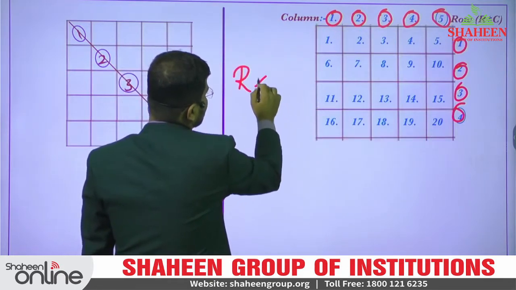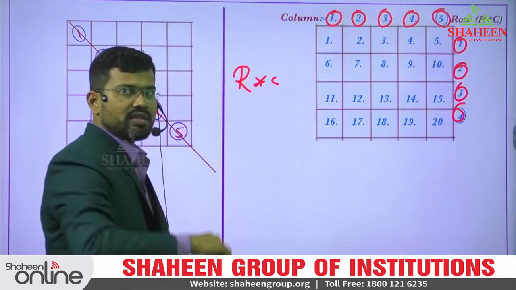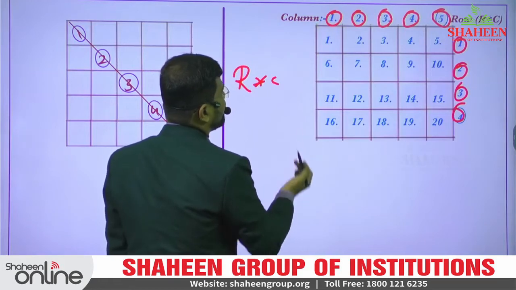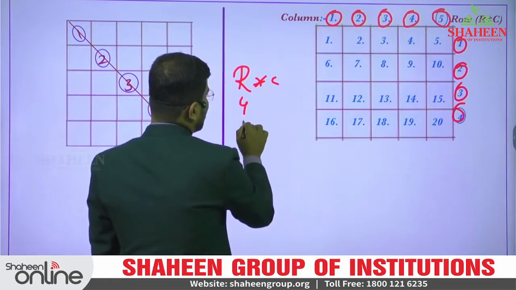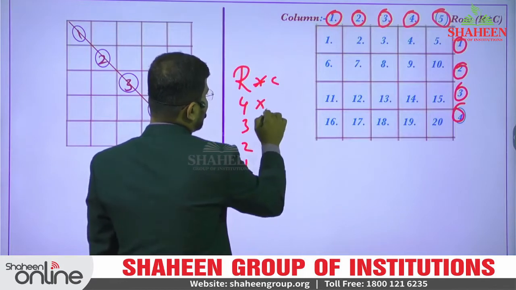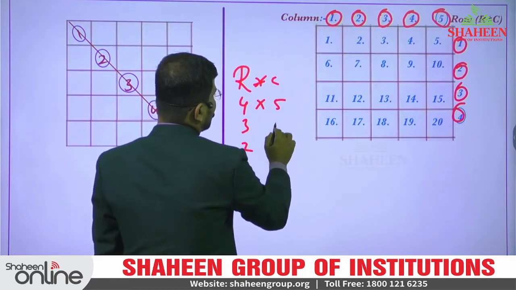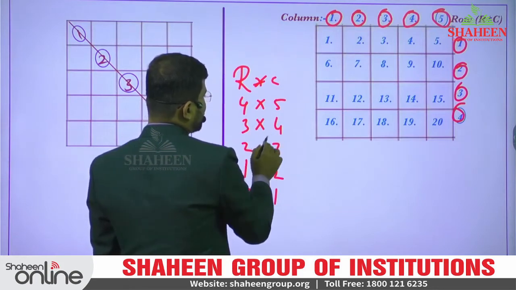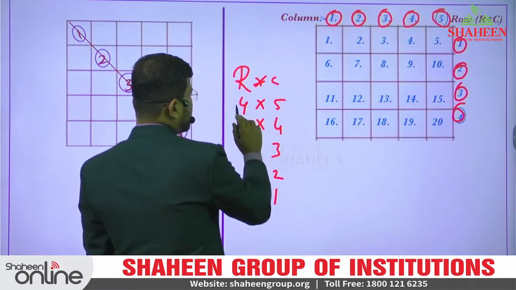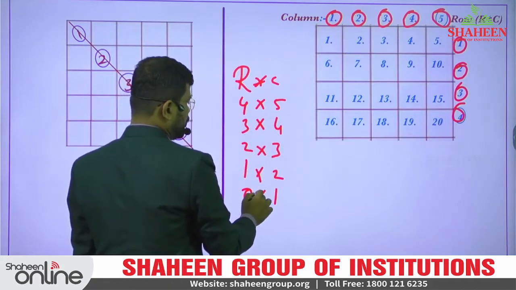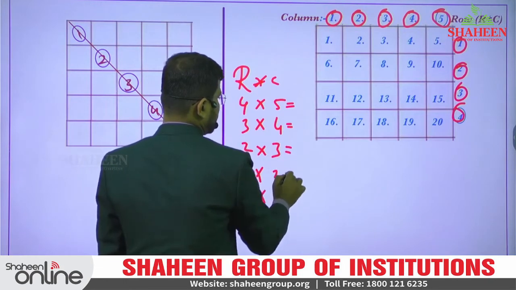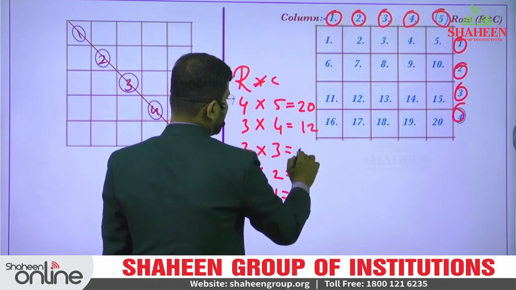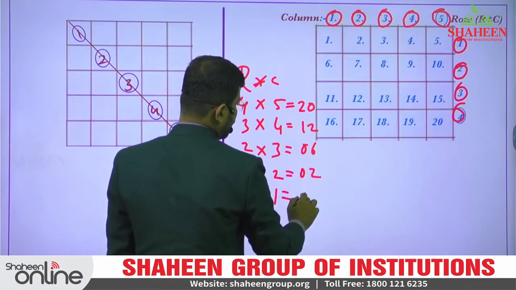Now, what is the basic funda in the square? Simple. R equals C, number of squares is row into column. Now we will take rows: how many rows are there? 4, then 4 3 2 1. How many columns are there? 5, then 5 4 3 2 1. Now just multiply row into column. 4 into 5, 3 into 4, 2 into 3, 1 into 2, 0 into 1. 4 into 5 is 20. 3 into 4 is 12. 2 into 3 is 6. 1 into 2 is 2. This is 0.